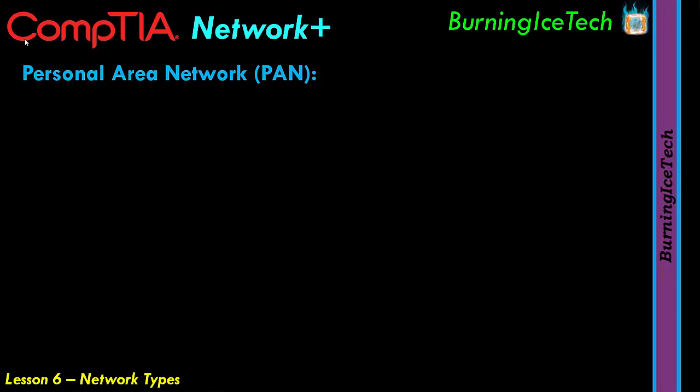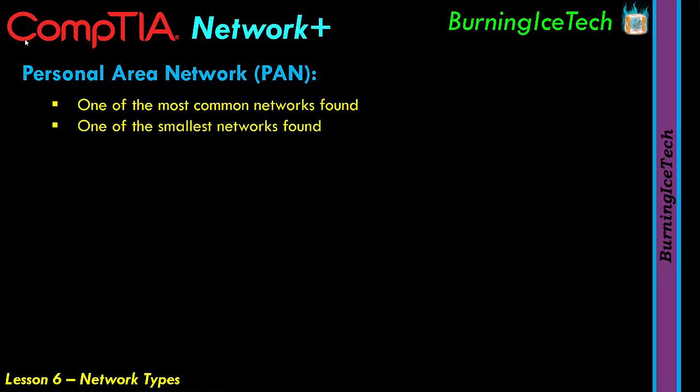Okay, so the first thing you need to know about this network is it's actually one of the most common networks found. Yeah, I know it doesn't help when I say it like that now, does it? The second thing you need to know about it is it's one of the smallest networks you'll actually find. This small network, being the PAN obviously, also usually only has one person in it. Yeah, I'm serious, folks. A PAN network in most cases only has one person in it. It might contain more than one device, but it will usually only have one person in that network.